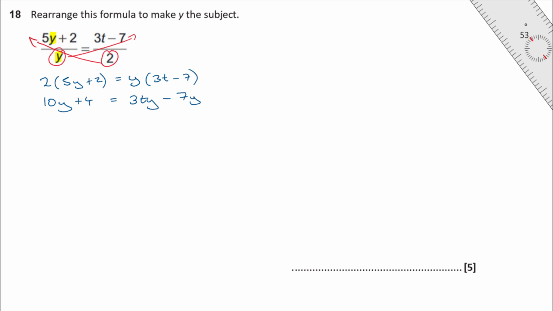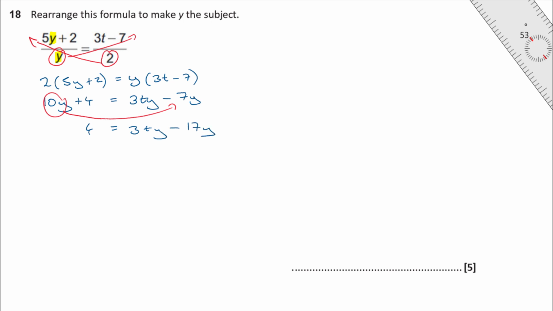So what I'm going to do is get everything with y in on one side. Probably the easiest thing is to move the 10y over to join the other 2 over there. That will keep things positive as well. So I'm going to leave the 4 where it is. I'm going to subtract 10y from both sides. So 4 equals 3ty. That's going to be minus 17y then, isn't it?